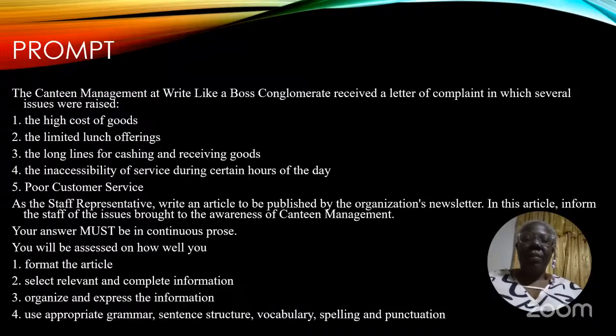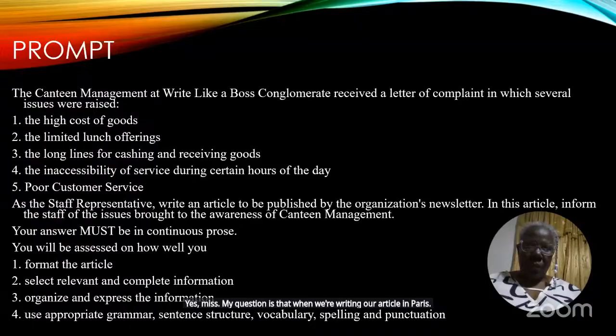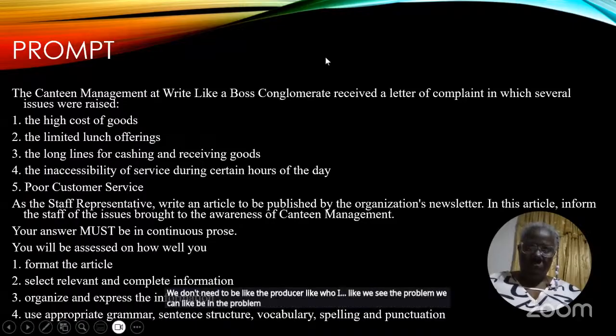Yes, Miss. My question is that when we're writing our article, we don't need to be the producer, like we see the problem, we can be in the problem and write it in it, like an example, a student.